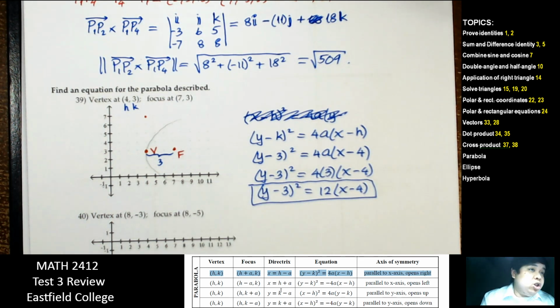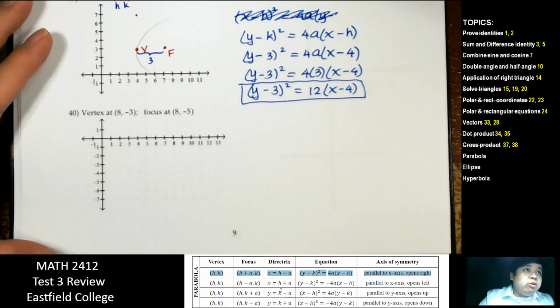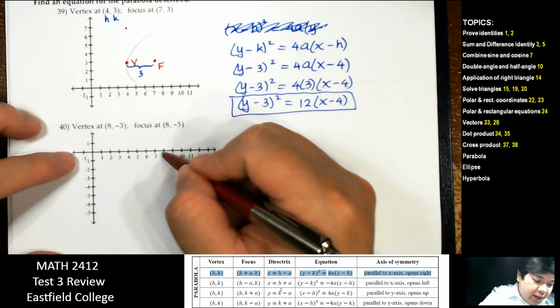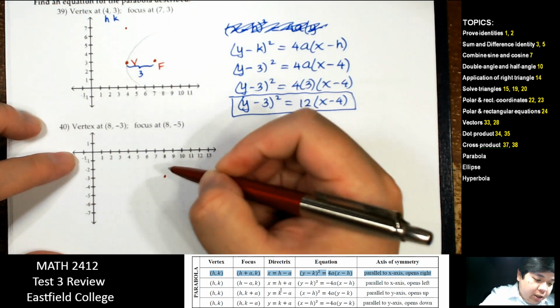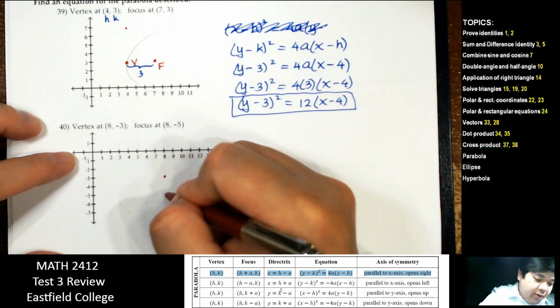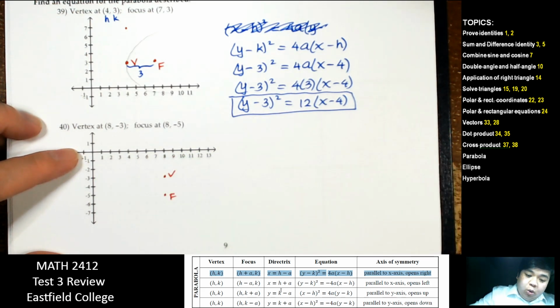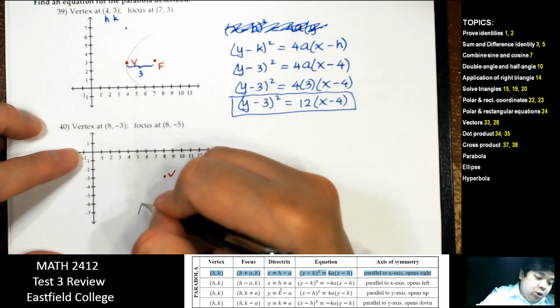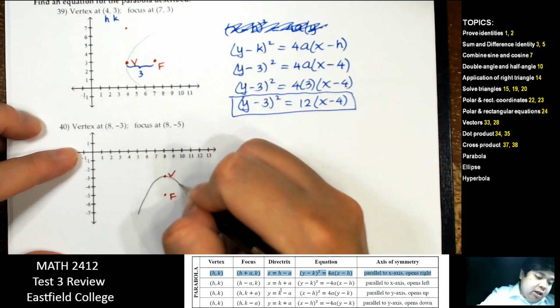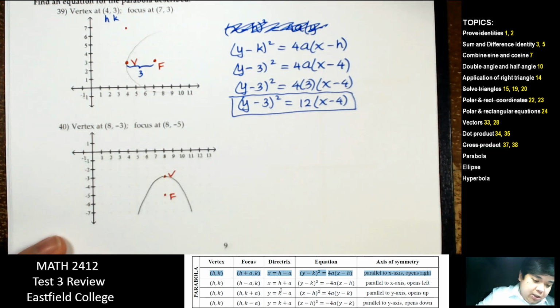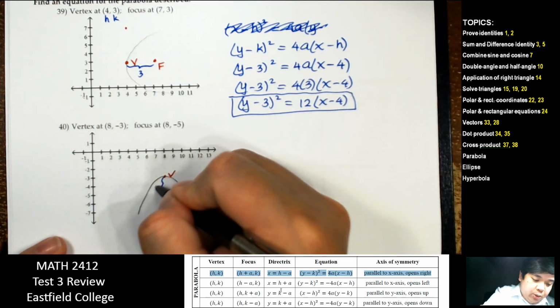Right. We do need to sketch to get the idea of what the graph of the function looks like. Right. Do 40 as well. Next, 8 and negative 3 and 8 and negative 5. So we have the vertex here, the focus here. The graph always goes through the vertex and always goes around the focus. And the distance here we do know is 2.